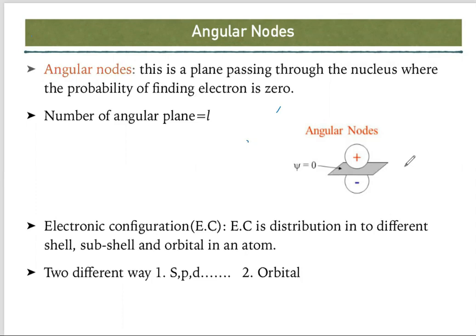So we can think of the p subshell. For the p subshell, that represents your dumbbell shape. So if you imagine one plane passing through the center, this is a plane passing through the center. In the center, the probability of finding an electron is 0. So that is the angular node. So how can you find the angular nodes if they are given for any orbital? L is nothing but your angular momentum quantum number.